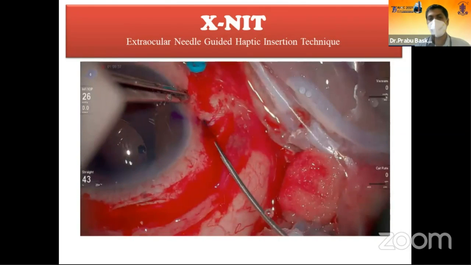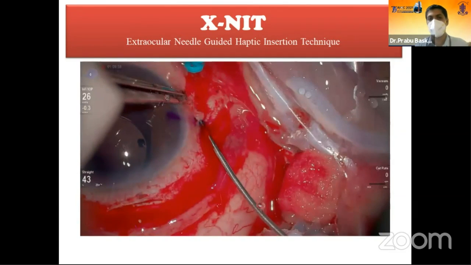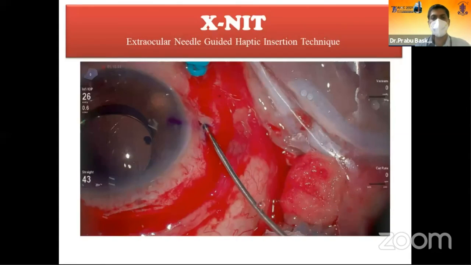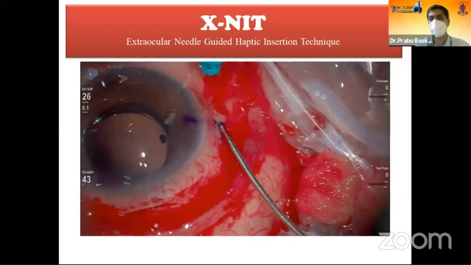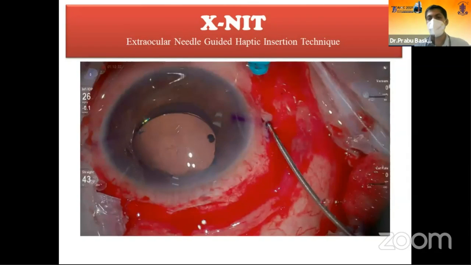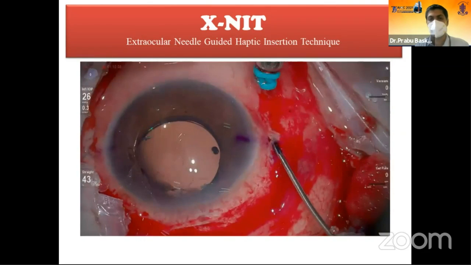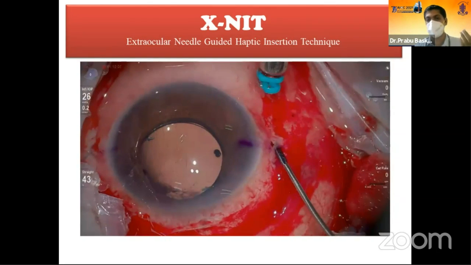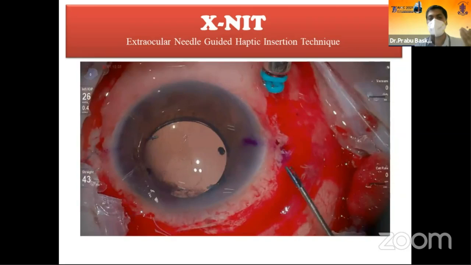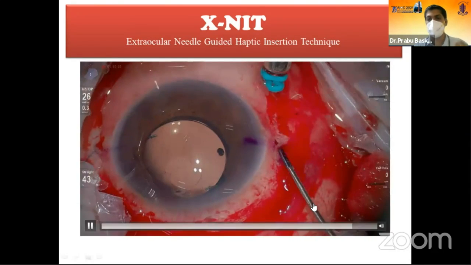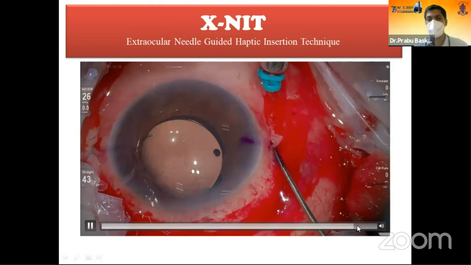I normally follow what Gabor-Shariat has taught us with a slight modification. I keep a broader entry, but you can always combine XNet with glued IOL. You can create a flap here and push it inside, or you can do Yamane's technique. You can create a flange and fix it. So that's up to the surgeon. But exteriorization is definitely made simple with XNet. That's the point we are trying to show here.